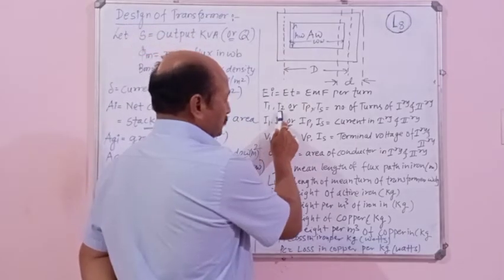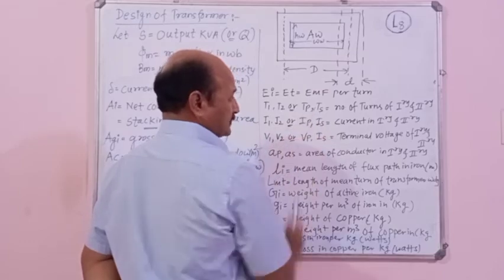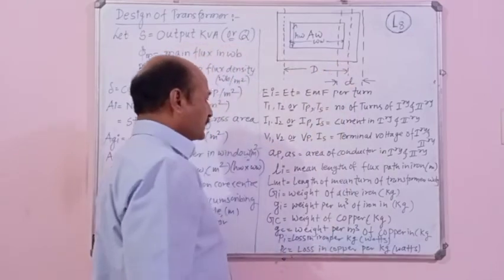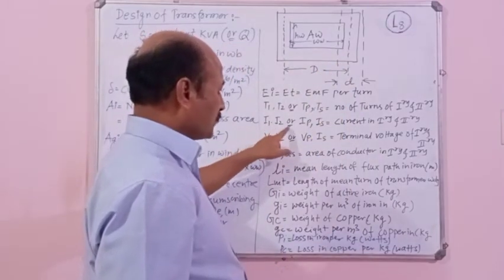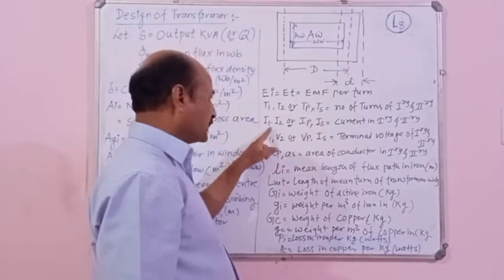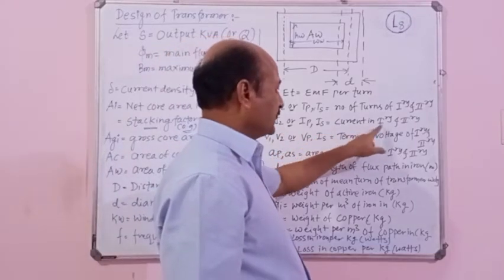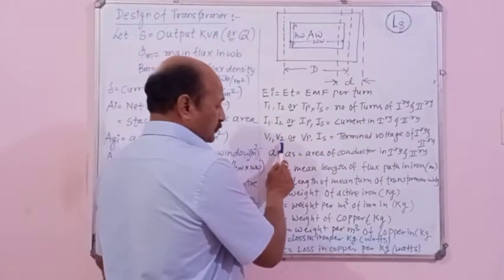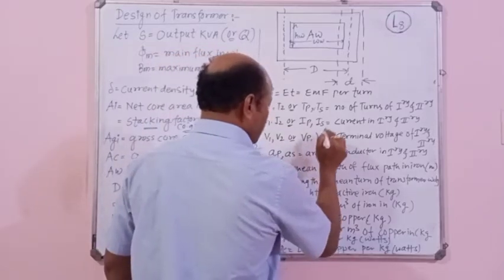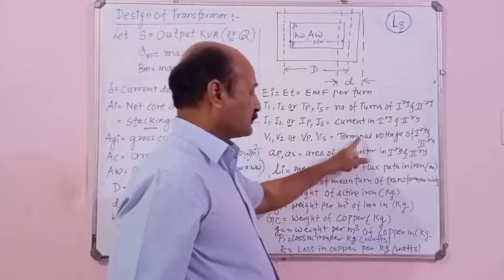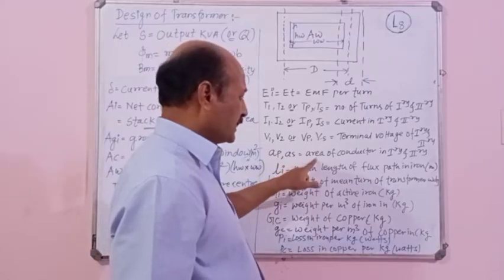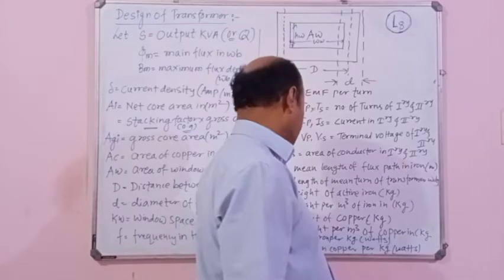Then T1 and T2, or sometimes Tp and Ts, are the number of turns of the primary and secondary. Then I1, I2, or Ip, Is, where P is for primary, S for secondary, 1 for primary, 2 for secondary, are the currents in the primary and secondary. V1, V2, or Vp, Vs are the terminal voltages of the primary and secondary. Then Ap and As are the areas of the conductor in the primary and secondary.